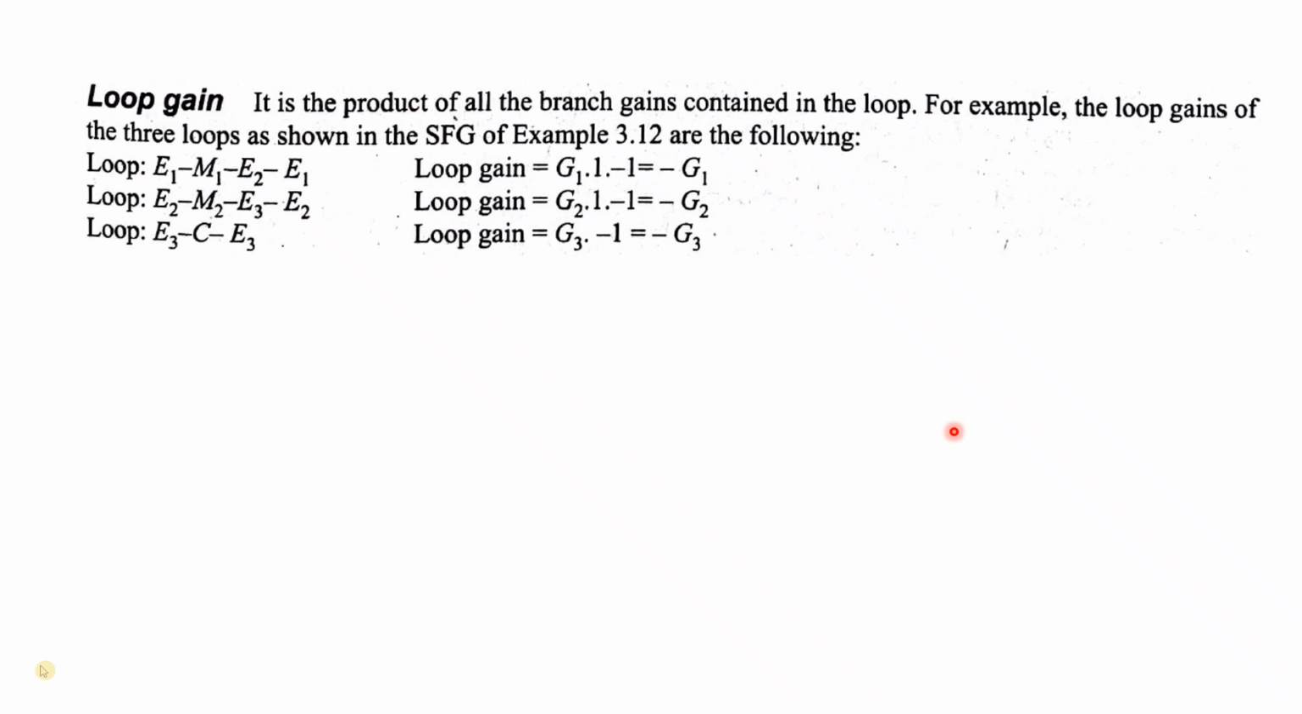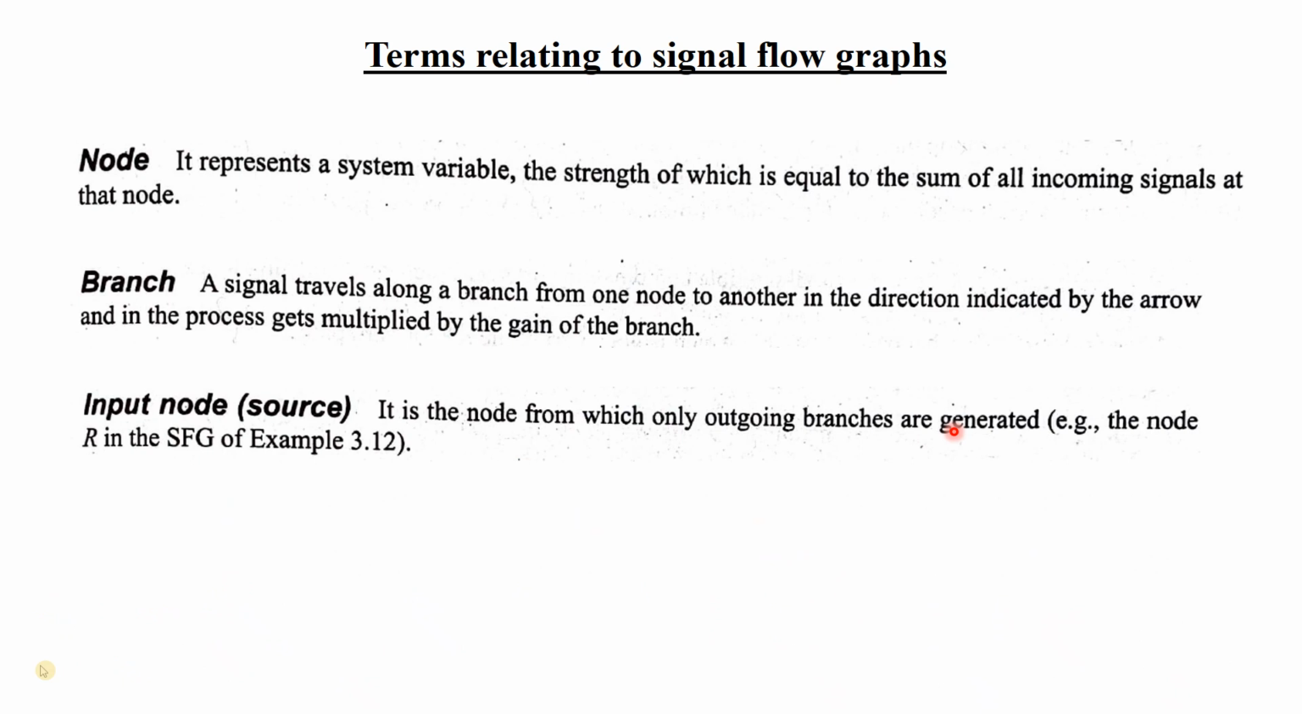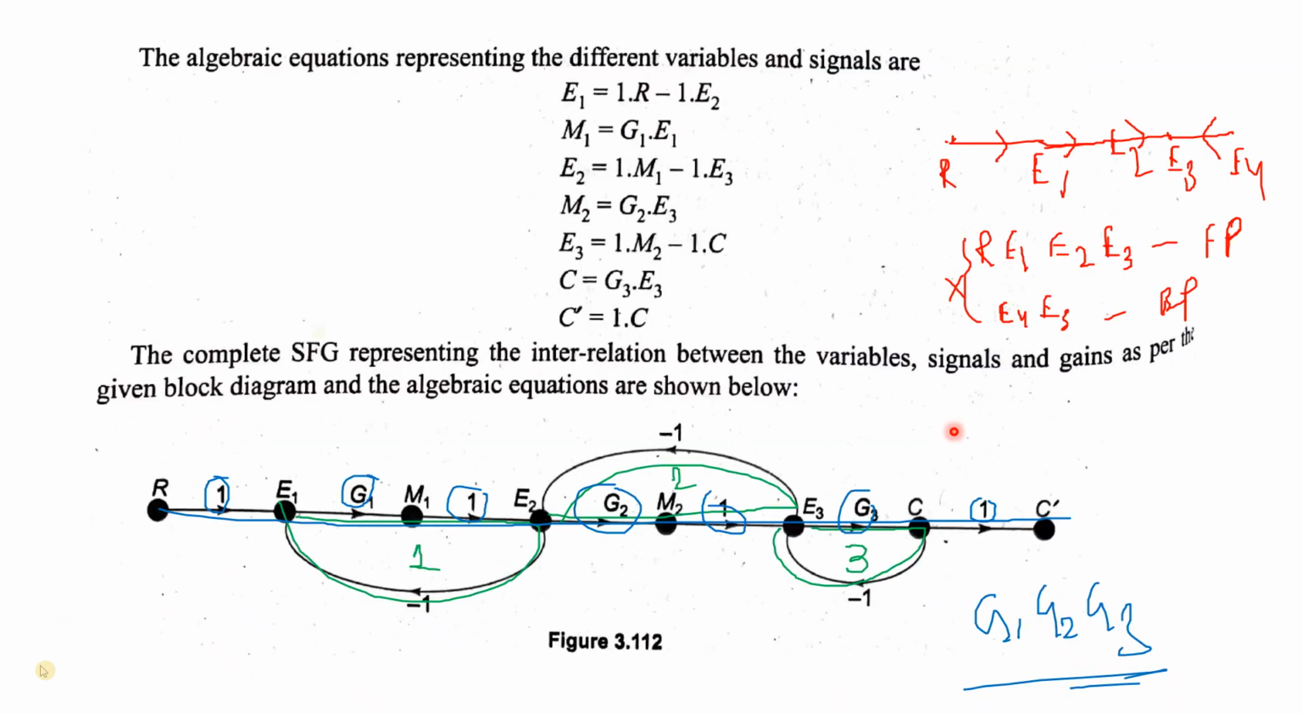Now, since you have understood what is a node, a branch, a forward path, and a loop, how to solve this transfer function problem? First of all, you have to identify how many forward paths are there. Then you have to calculate the gain of the forward path. Next, you have to identify how many loops are there. Then you have to calculate the gain of the loops. So how to calculate the gain of the loops? Very similar to the previous one.